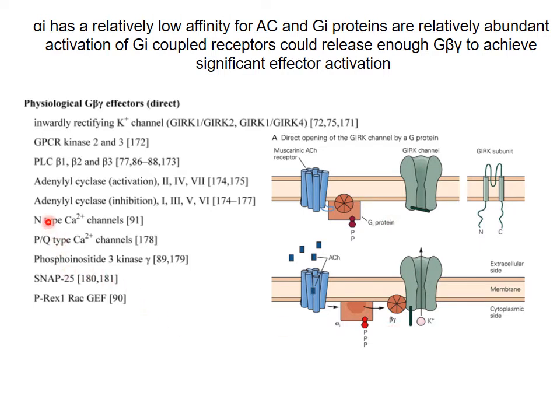It will also lead to the inhibition of calcium channels, both N-type and P/Q type, but to different levels. It can also affect the activity of phospholipases, and as we have seen before, beta gamma can either activate adenylyl cyclase of one type, or inhibit the adenylyl cyclase of another type.